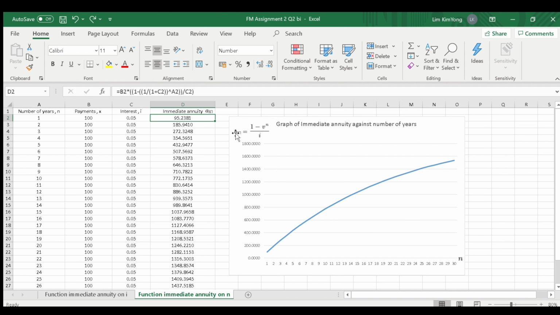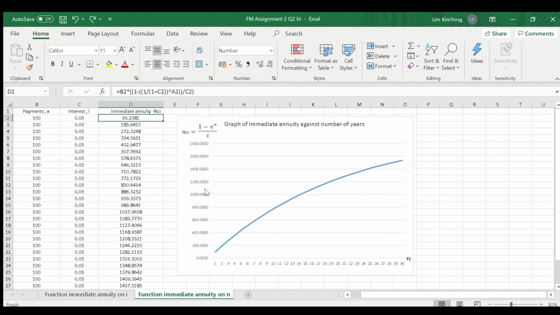Then, the same way, here is the formula I key in. This bit here is actually v and this is n. So 1 minus v to the power n over i, that is the interest, then multiply by the payment. Then I will get this, and I pull it down and I will get the data like this.